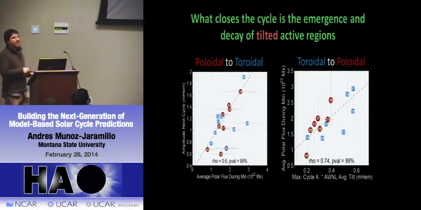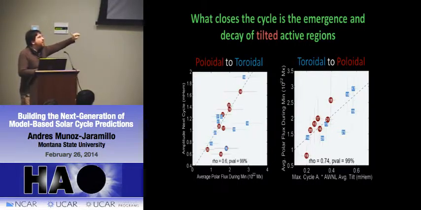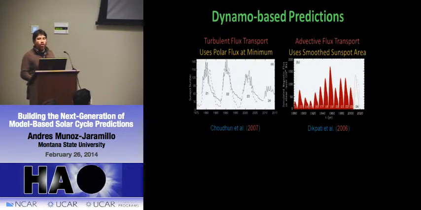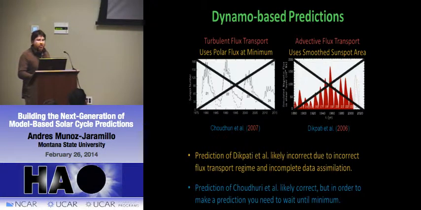And so now you have here what I see as observational evidence that our picture of the cycle is correct, because you have a correlation between polar flux at minimum and the amplitude of the next cycle, and then you have a correlation of flux and tilt with the polar flux at minimum. So when you go back to dynamo-based predictions for this cycle, sure, you have a prediction that was incorrect, likely because there was an incorrect flux transport regime and because of incomplete data assimilation. But you have a prediction that does no better than a simple linear recursive model.